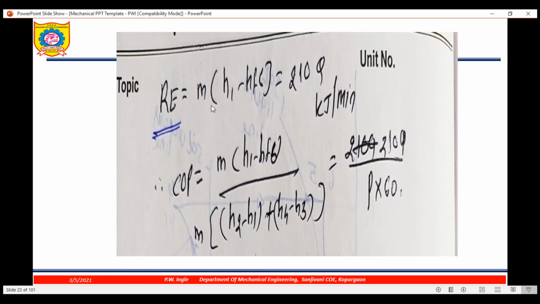Now, refrigerating effect is what? M(H1 minus HF6). Why HF6? It should be H7, because 7 to 1 is a process of evaporation. But since 6 to 7 is an isenthalpic process, HF6 equals H7. And finally, we are getting COP. So it is refrigerating effect upon work input. So it is M(H1 minus HF6) upon M[(H2 minus H1) plus (H4 minus H3)].